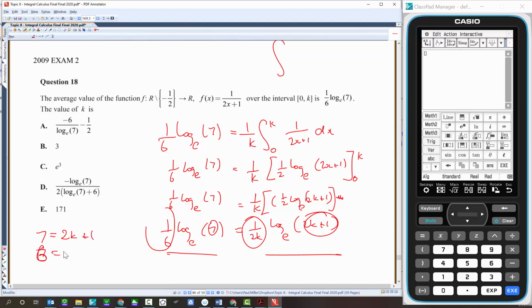6 equals 2k, so k is equal to 3. Or I could say that 2k is equal to 6, in which case k is equal to 3. There's our answer there.